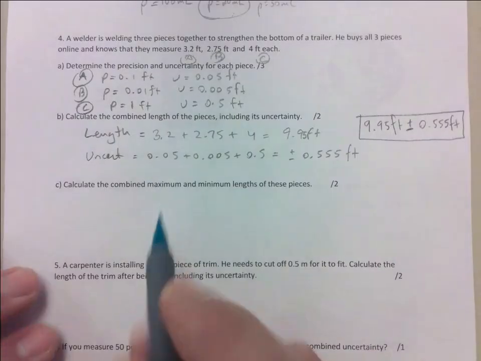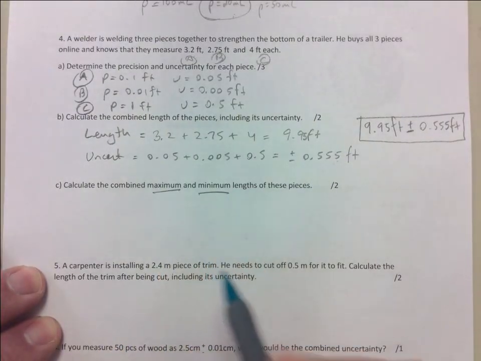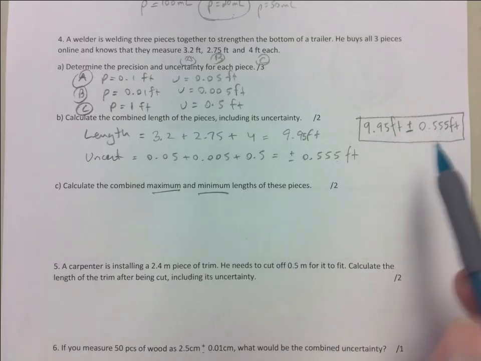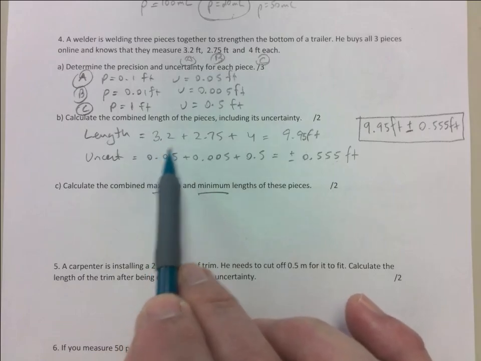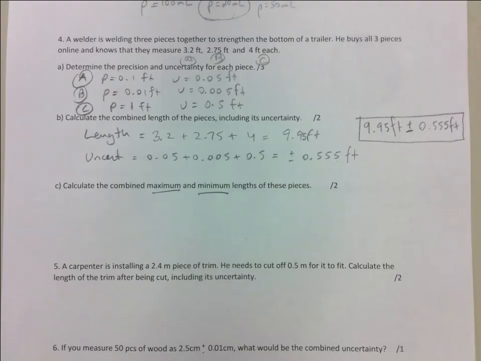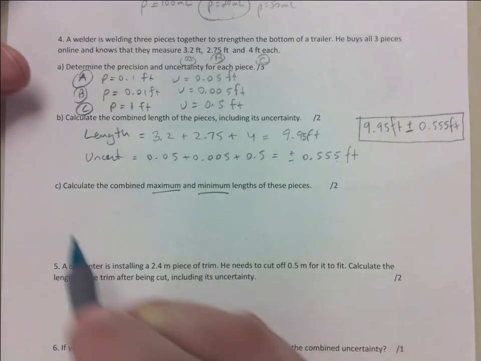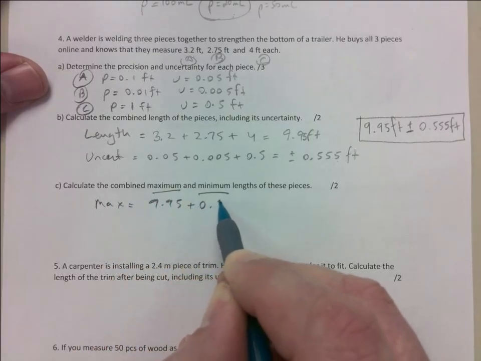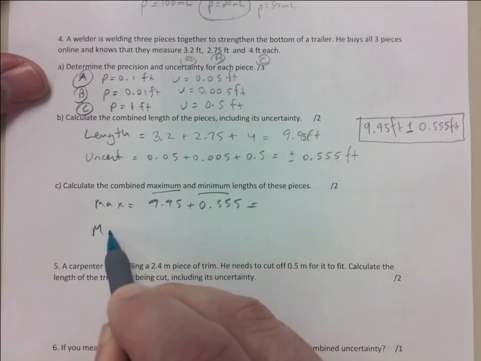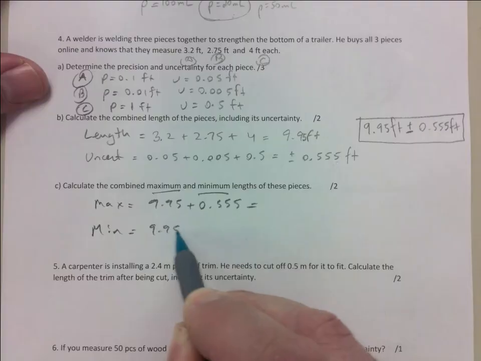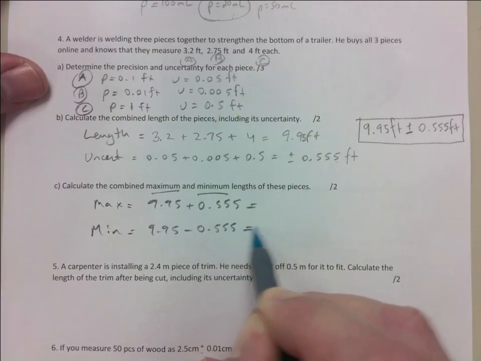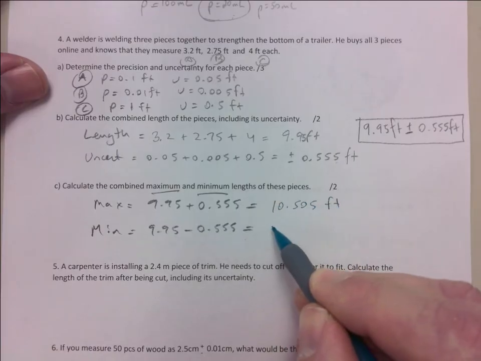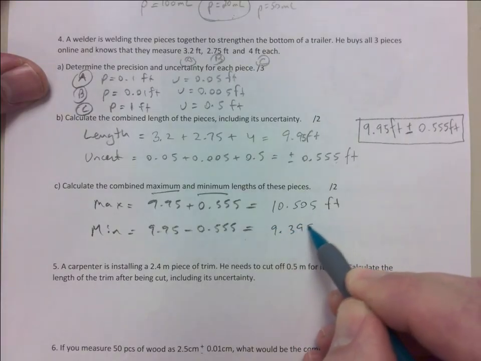Now, once they combine to max and combine to min, you've got 2 options. I think it would just be easier to add and then subtract, but you could also get the max and min of each and then add those individually, whatever works best for you. But the max is 9.95 plus this. The min is 9.95 minus. So you get 10.505 on the high end, and you get 9.395 on the low end.